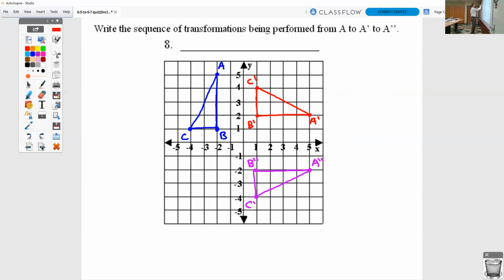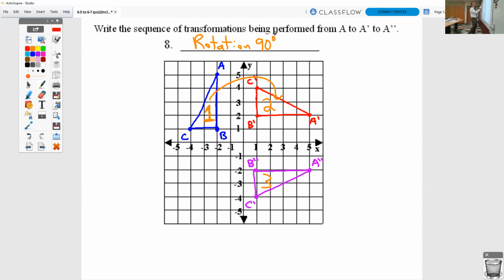So again, we want to go from our original picture without any of the primes, without any of the apostrophes, to our single prime picture, to our double prime picture. So to get from triangle 1 to triangle 2, I can see that the triangle is being turned. Since the triangle is being turned, this has to be a rotation. We are turning it 1 quadrant. So I know that it's 90 degrees. Anytime you move 1 quadrant, it's 90. If you would move 2, it would be 180.